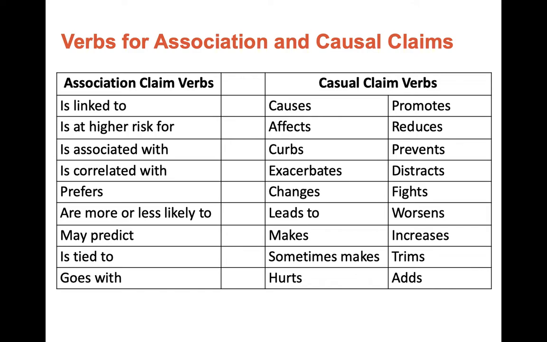Okay, so verbs that we use with causal claims tend to be much stronger language, whereas verbs that we use for association claims tend to be more tentative. Okay, that is, we use the words associated with, or less likely, or may predict.